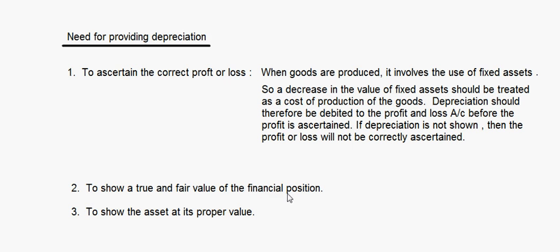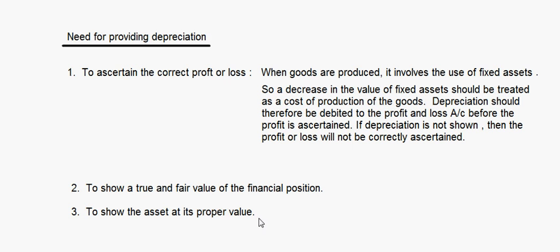The next thing is to show a true and fair value of the financial position. So whatever assets you have, that is being shown in the balance sheet. So we should show a proper value of all the assets that we have, right? And to show the assets at its proper value, so whatever depreciation we are providing, we have to deduct that depreciation from the value of the asset, and then the proper value of the asset is shown.